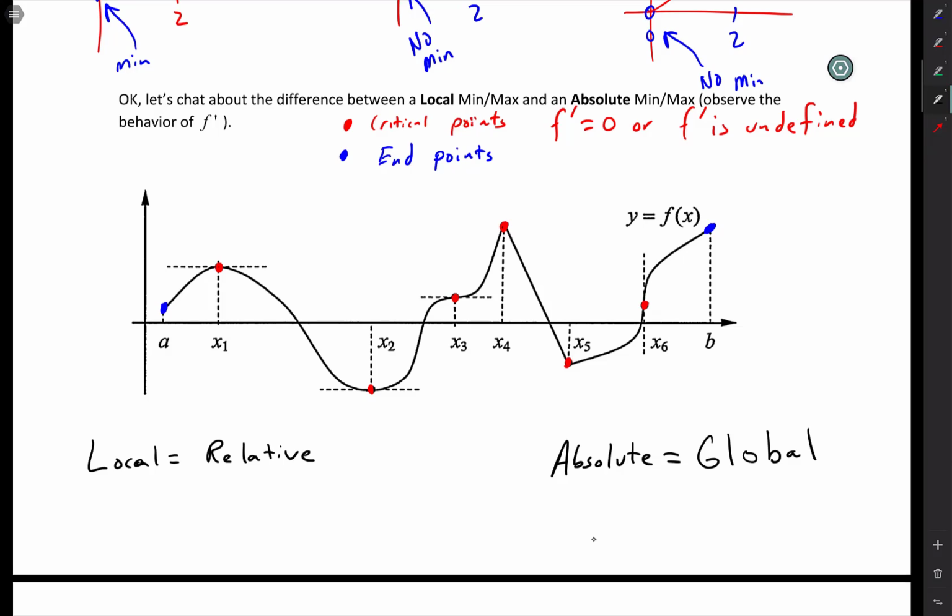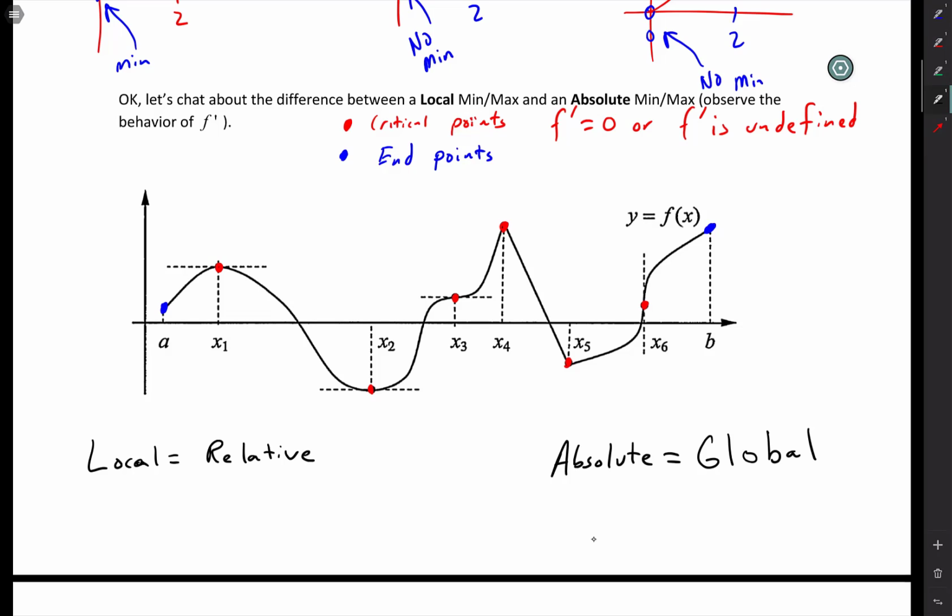When you use the word absolute, you're saying that is the absolute biggest or absolute smallest. That's the absolute max. There is no point bigger or higher than that. That's the absolute min. There is no point smaller or lower than that. Does that make sense? Now, all of these critical points and endpoints are candidates for global min and global max. There's only going to be one global max. There's only going to be one global min. Now, all of them are candidates for relative min or relative max. It could also be neither if nothing happens there.